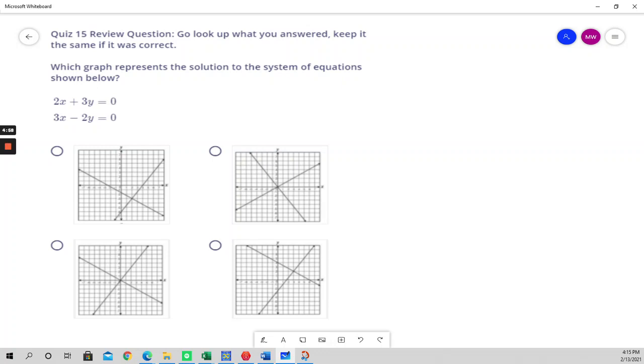Which graph below represents the solution to the system of equations shown below? So, first thing I recognize is neither of these are written in y equals mx plus b, so I have to rewrite them.